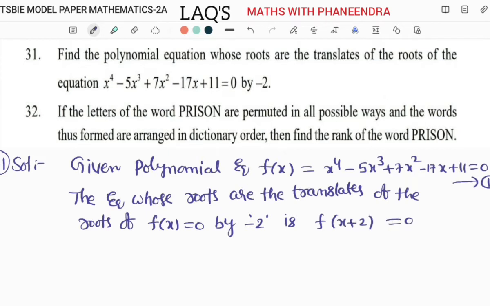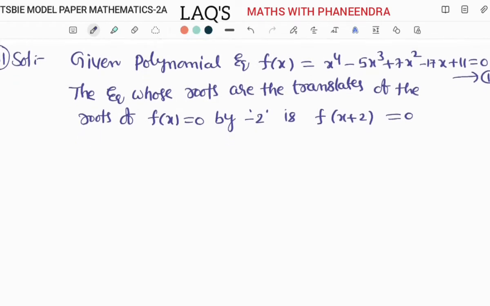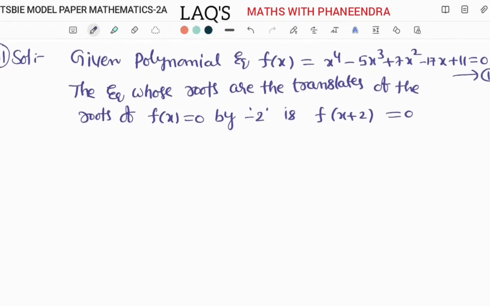Here the formula is h equal to minus 2, f of x minus h, or f of x plus h. So f of x plus 2 equal to 0 means in place of x substitute x plus 2 and simplify, you will get the answer. But it will take time, x plus 2 whole power 4, x plus 2 whole power 3, we need to expand, no? So for that one procedure will be there. That procedure we will do by the diminution method, first considering synthetic division only.